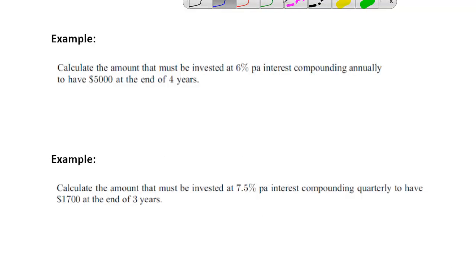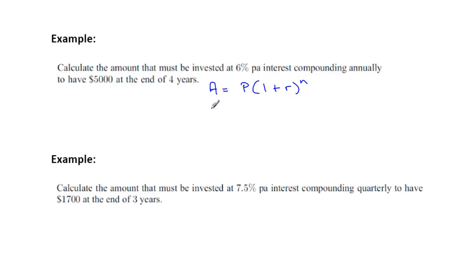In these examples here, we're going to look at how the formula sometimes needs to be rearranged. Let's look at the question first of all. We've got a certain amount being invested at 6%. It's $5,000. That's what we want to have at the end of the year after 4 years. So let's write down our formula. A equals P, 1 plus R to the power of N.